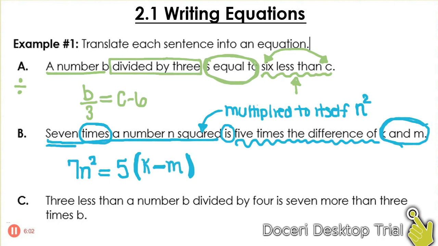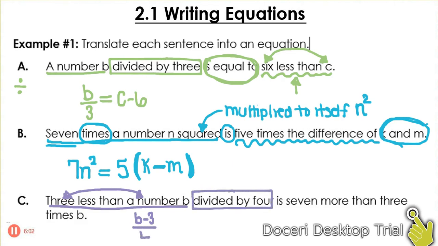And then for our third example, we have example C. Example C says 3 less than a number B. So remember, less than is a turnaround word, and it also means to subtract. So we're not taking 3 minus B, we're taking B minus 3, and then it says that is divided by 4. So we're taking B minus 3 and dividing that entire thing by 4. Is means equal, so we now have an equation.